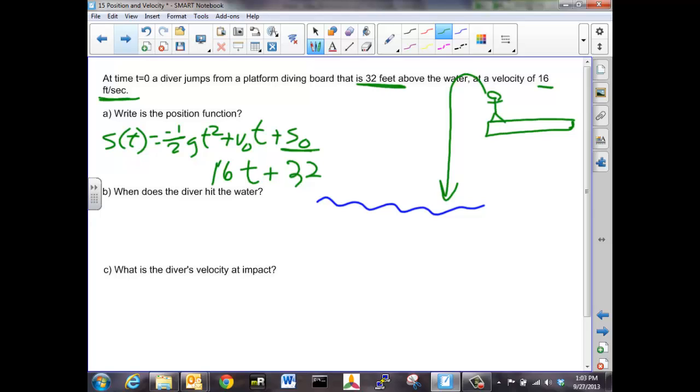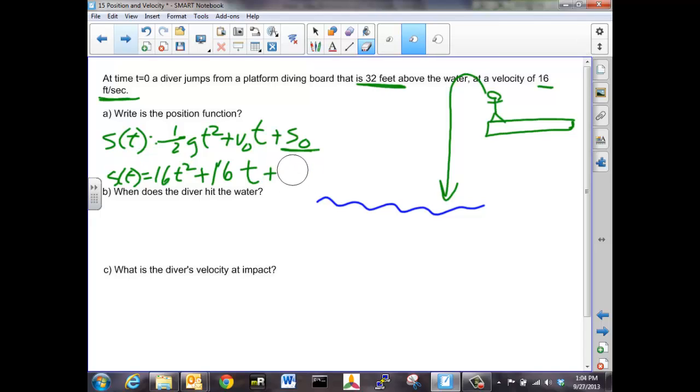So, we've got this much. We've got 32 S sub 0, 16t. What are we going to put for G? 9.8. Why negative 9.8? Because he's going down. No, it would be positive on the way up, but since we're using feet, we would have to put the negative 32. Very good. It's going to be 32 since we're in feet. So we've got 1/2 of 32, which is what? So we've got negative 16t squared plus 16t plus 32.